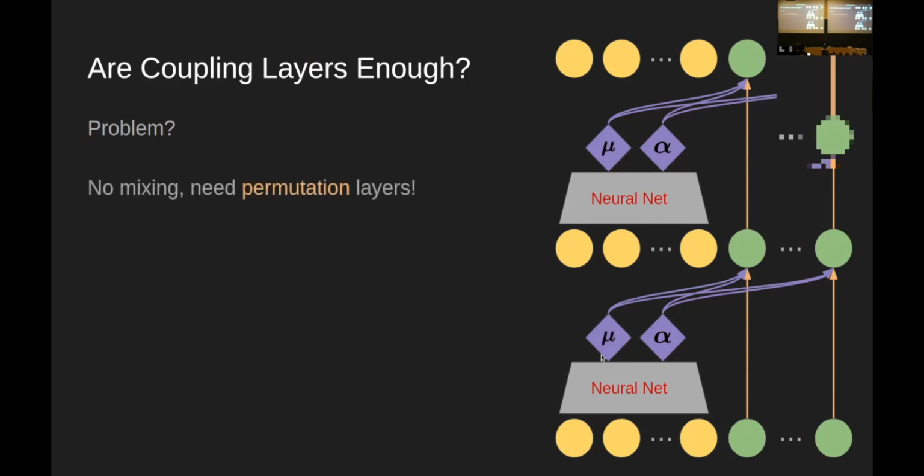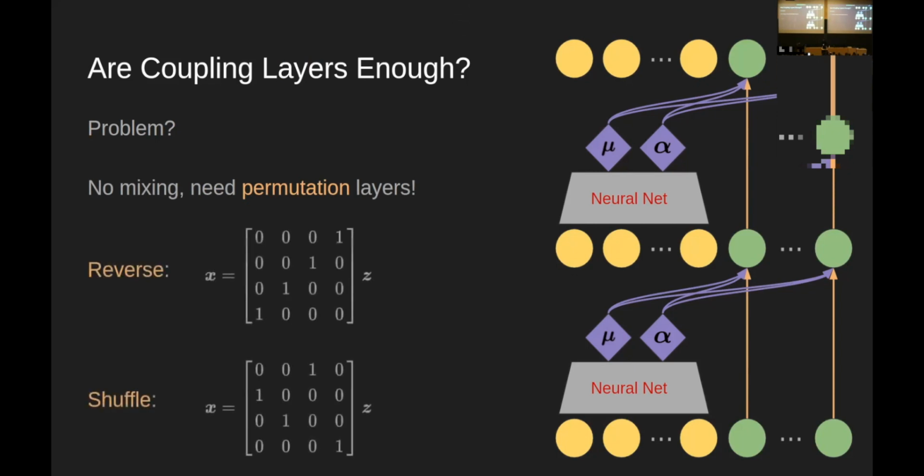Not very difficult to fix this. We typically use something called permutation layers. A couple of simple ones are the reverse and the shuffle layer. These are also bijections, very simple ones. The Jacobian determinant is 1, so the log of that is 0.